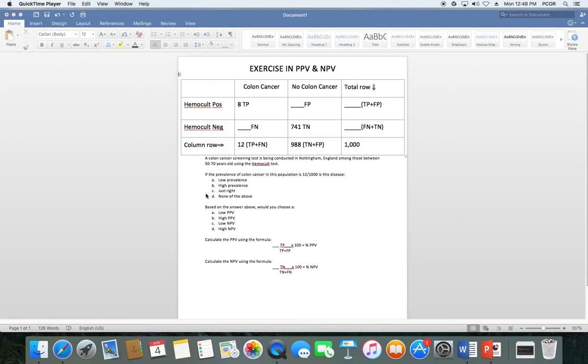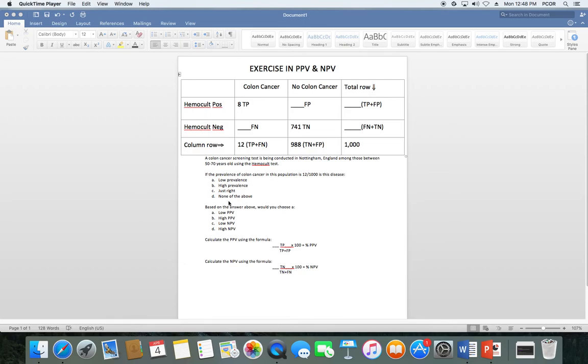To answer this, if the prevalence of colon cancer is 12 out of 1,000, is this low, high, just right, or none of the above? In order to answer that, what do we call a rare disease? Most definition of rare disease is less than 10% of all diseases. So if you divide 12 by 1,000, would that be less than 10%? And that would be your guide. If it is, then it is a low prevalence disease.